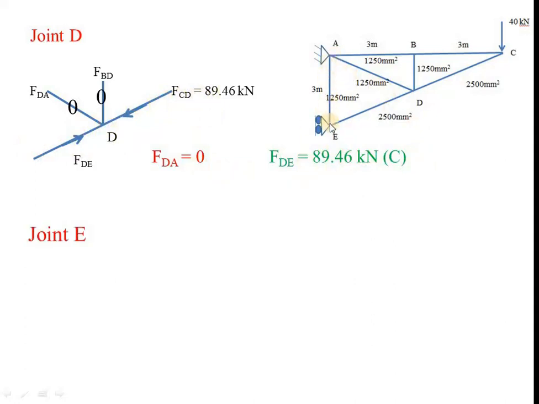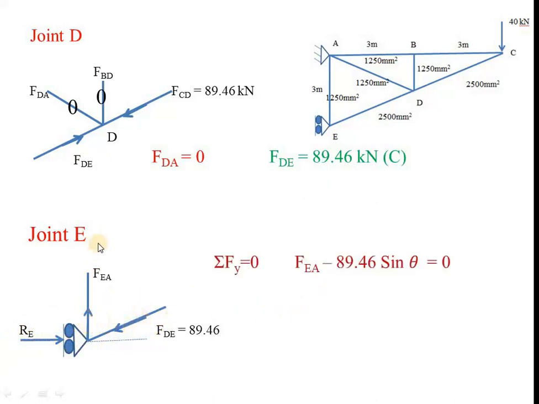For that we consider joint E. See, this is a horizontal reaction at E. But without that also I can calculate this force. If I write sigma Fy equals 0, only this and this will come. This will not come into the picture. If you want to write sigma Fx, you need to calculate RE. So though it is there, I will not consider it if I write sigma Fy. If I write sigma Fy equals 0, what happens? This is plus FAE, this is down, FDE, that is 89.46 into sine of this angle, theta already found out. Substitute here, so you will get FAE equals 40 kilonewton.